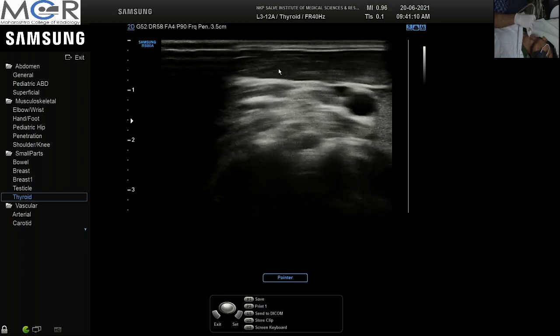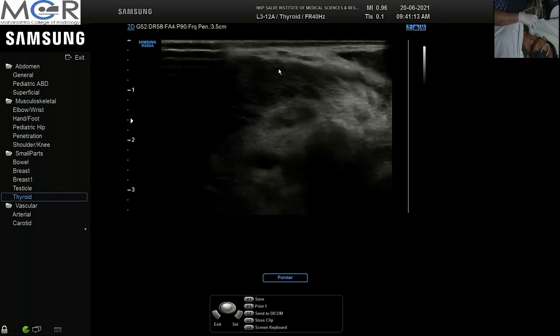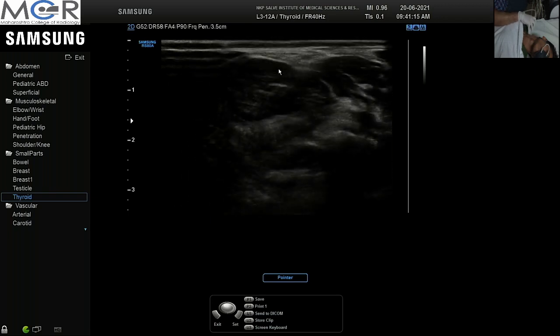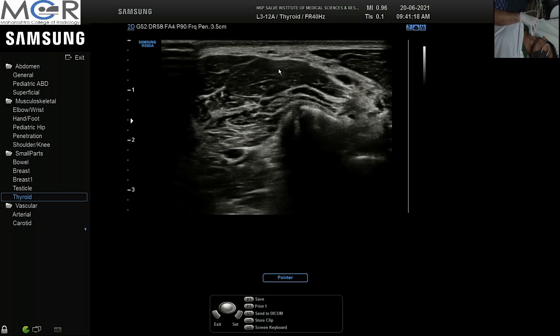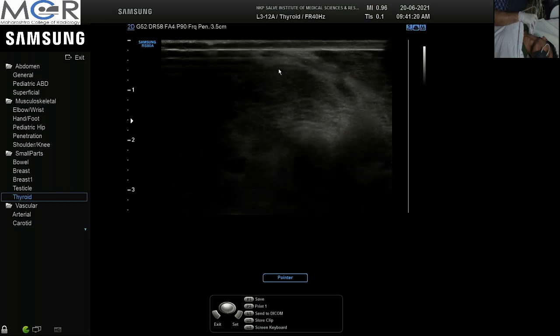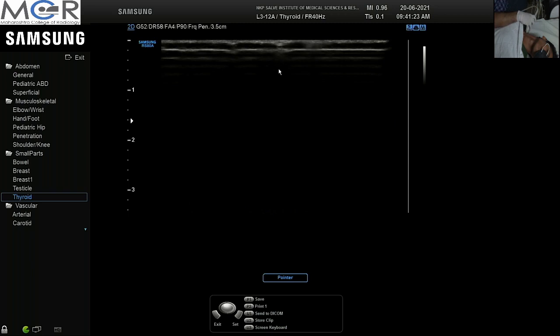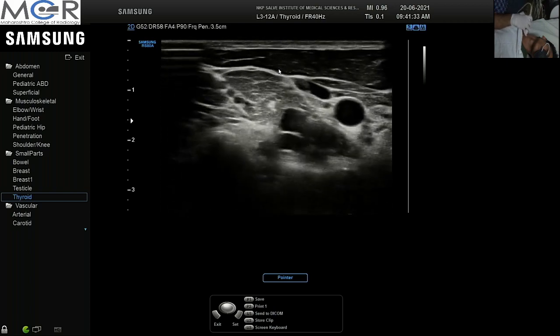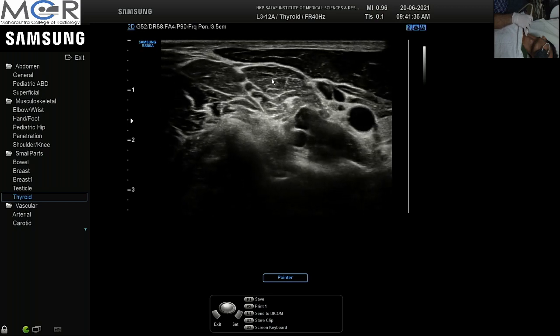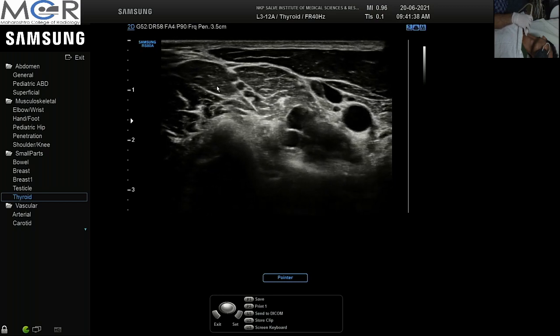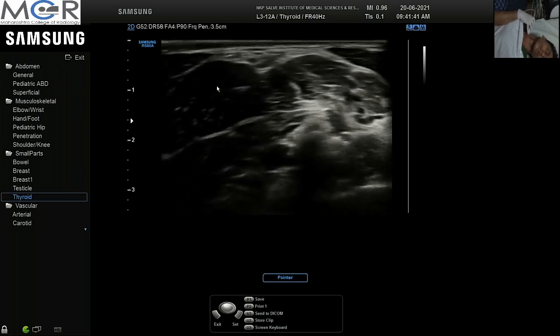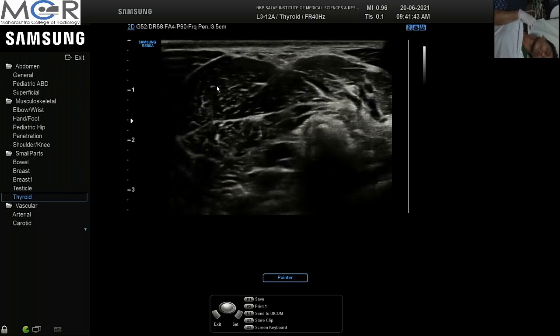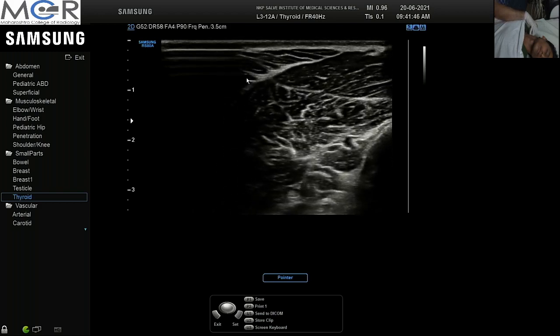Now this inferior belly of omohyoid divides this posterior triangle into a superior portion and an inferior portion. The superior triangle is called the occipital triangle and the inferior triangle is called the supraclavicular triangle. And the anatomy in this particular triangle is only muscles and muscles. So if I go laterally, I first encounter the scalene muscles, scalenus anterior and scalenus medius. If I go further laterally, I see the levator scapulae muscle, and then further laterally the trapezius muscle will come into picture.